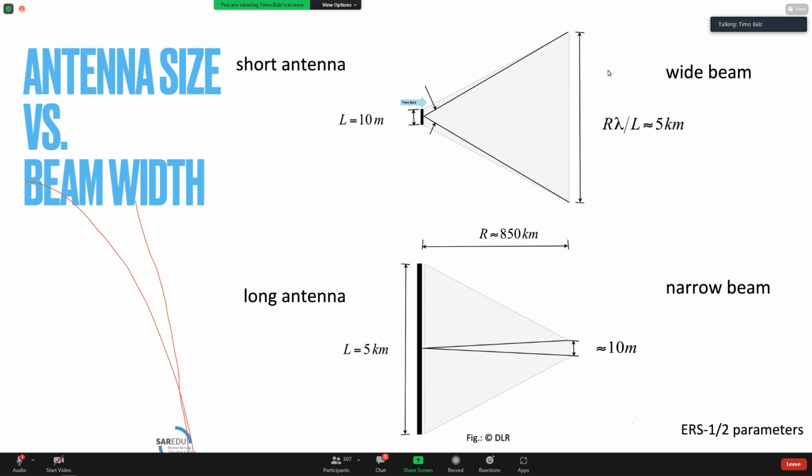So you have a very wide beam coming out of your antenna. To get a very narrow beam, you would need a 5 kilometer long antenna to get something like a 10 meter beam that has a 10 meter footprint on the ground. So what we are dealing with is really a very wide beam. That's what you need to understand. It's very different from other sensors.